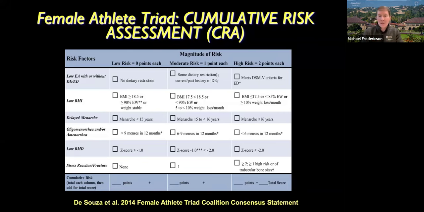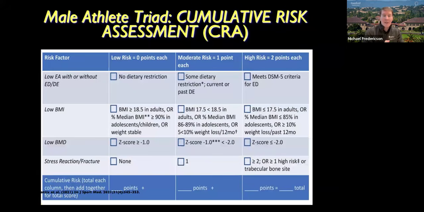So when an athlete comes in, let's say your pre-participation physical, you can go through this. Do they have low energy availability? What's their BMI? History of delayed menarche, oligomenorrhea or amenorrhea. If you have the opportunity to check their bone density, that can be helpful, but the score is still useful even if you don't have that score. And then do they have any previous history of stress reactions, stress fracture, or what we call bone stress injury? And based on that, you can then give them different points.